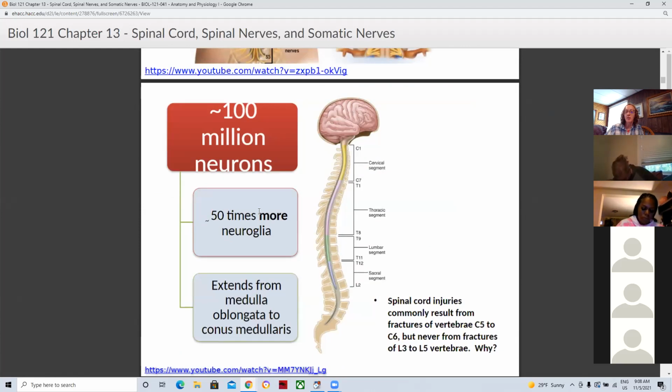Approximately 100 million neurons are found in the spinal cord. And if you remember, for every one neuron there are approximately 10 to 50 more neuroglia. It's about 50 times more neuroglia per one neuron. It extends from the medulla oblongata, which is in the brainstem. We'll talk about it in the next chapter. To the conus medullaris, which looks like a cone, about right there.